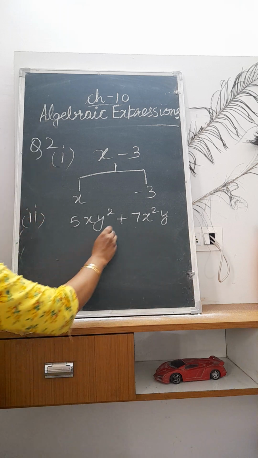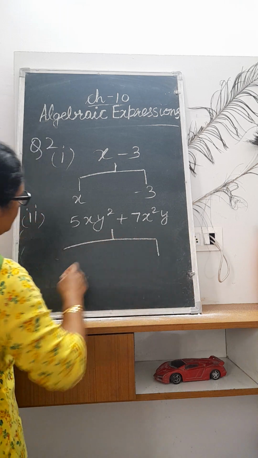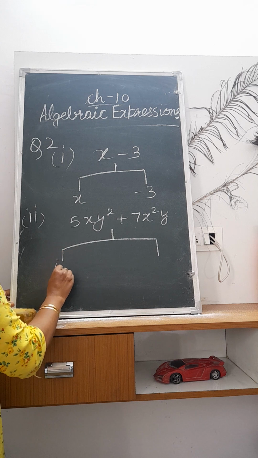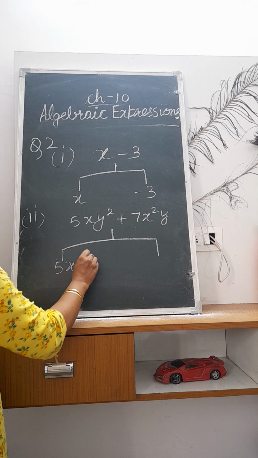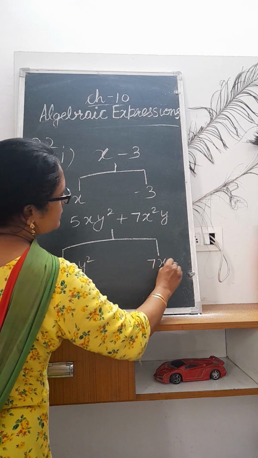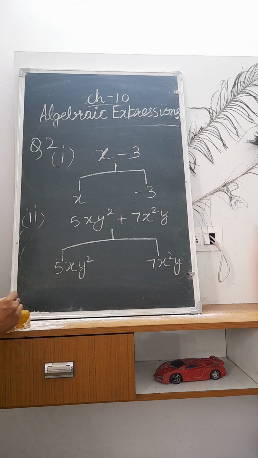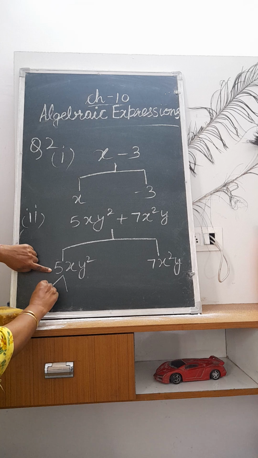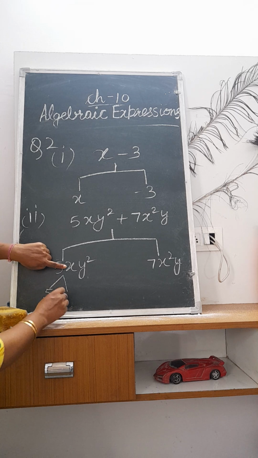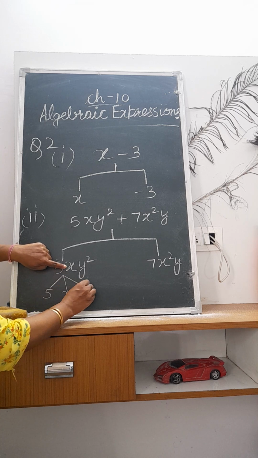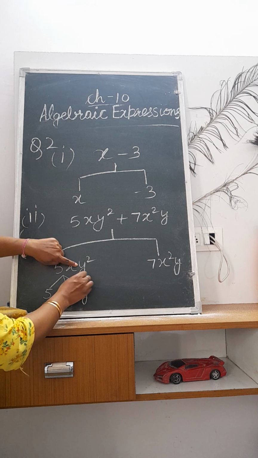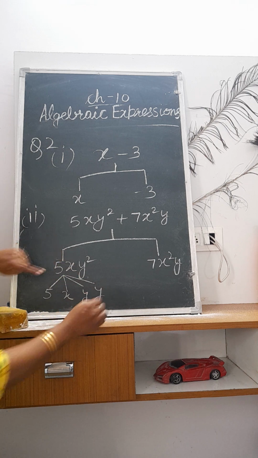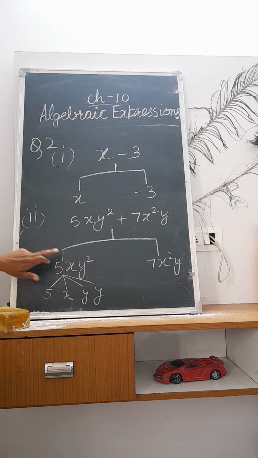Now this way we can write down first of all the two terms separately: 5xy square, and the second term is 7x square. Now again we will make the factor tree. First term: the first factor is 5, second factor is x, third factor is y, and one more factor is y. So these are the factors of the first term.